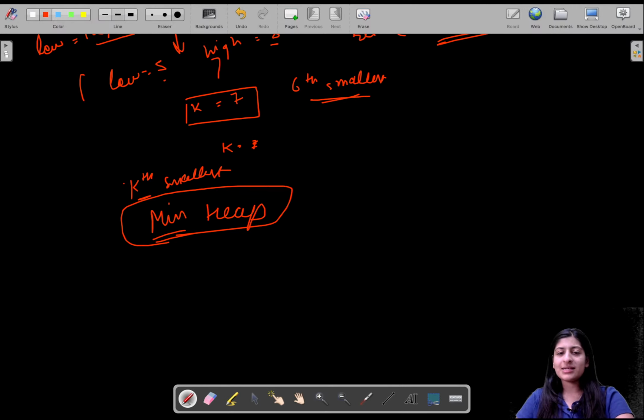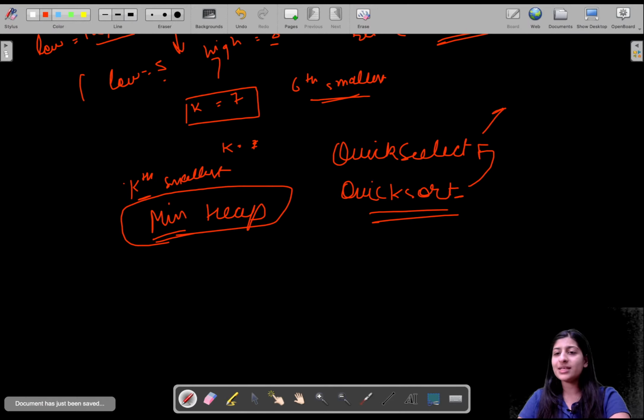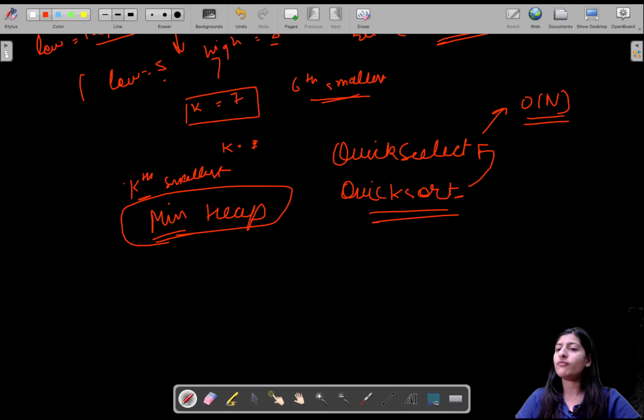But since in the SDE sheet we are on the searching and sorting topic, I am explaining this method using quick select, which is actually a variation of quick sort. Quick sort is a sorting technique, and quick select is just a variation of it. And this problem that we have discussed, in the average case, passes in O(n) time complexity.